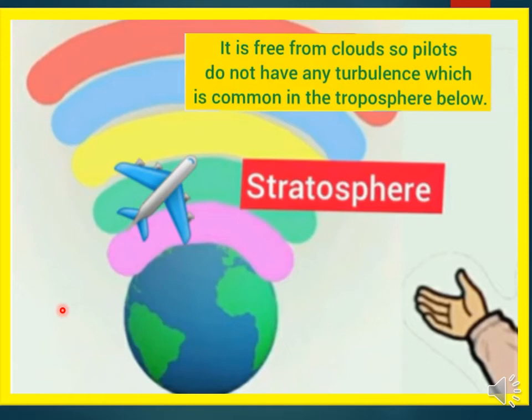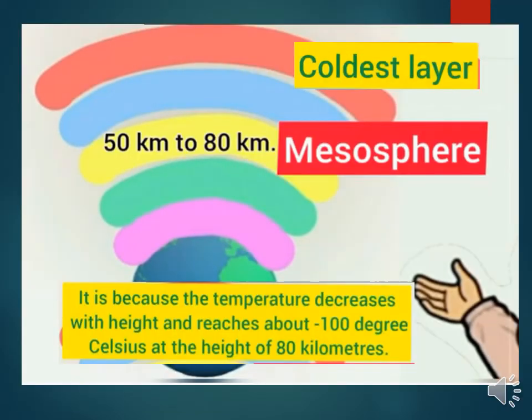So there is no turbulence. So when the pilots take off, they increase the height of the plane and try and reach the stratosphere where they can fly smoothly. The third layer of the atmosphere is the mesosphere.